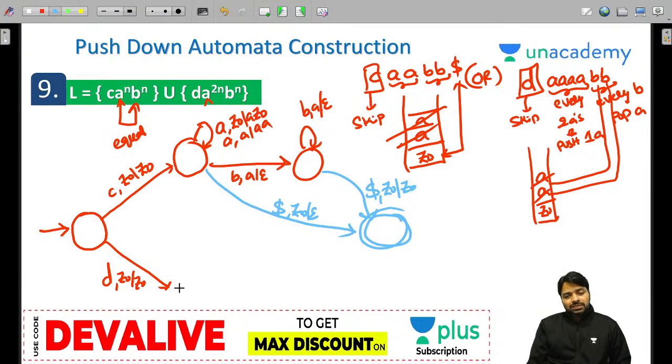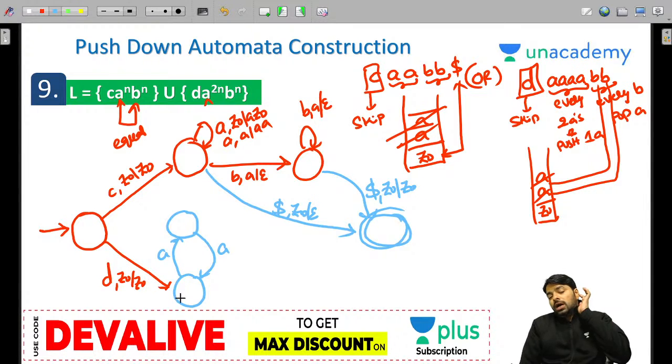Now another motion is, what you do now, every 2 A's we push 1A. So take the help of some dummy state. 1A go there and the other A come back. But 1A push, other A skip. 1A push, other A skip. Now you decide how to design.